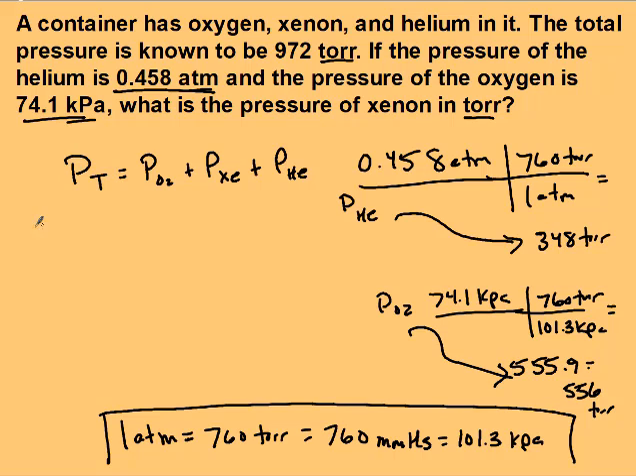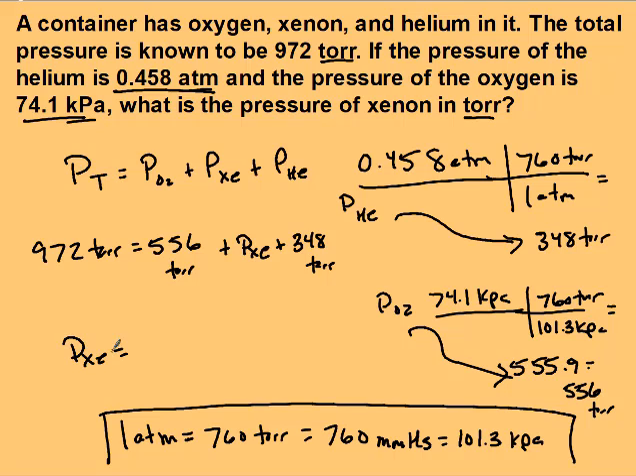We know our total pressure was 972 torr. Our oxygen was 556 torr. We don't know the pressure of xenon, and helium you should have had was 348 torr. So just like we did before, we're going to subtract 556 and 348 over. So the pressure of xenon is simply 68 torr.